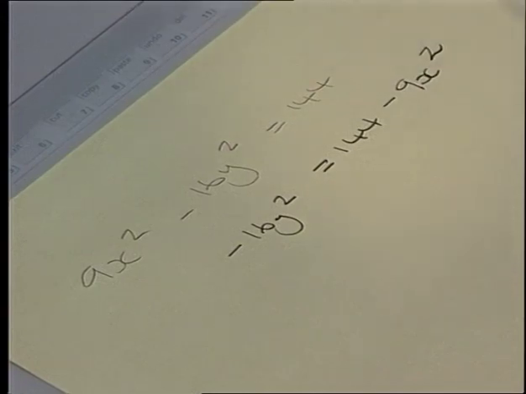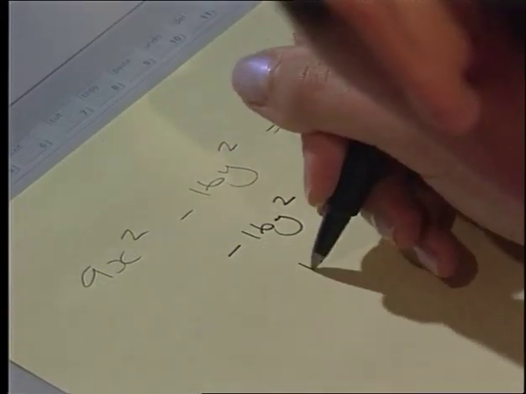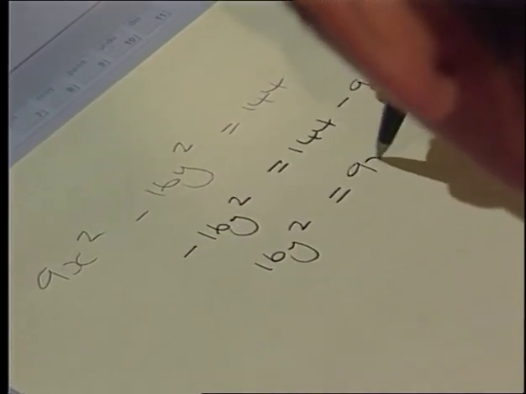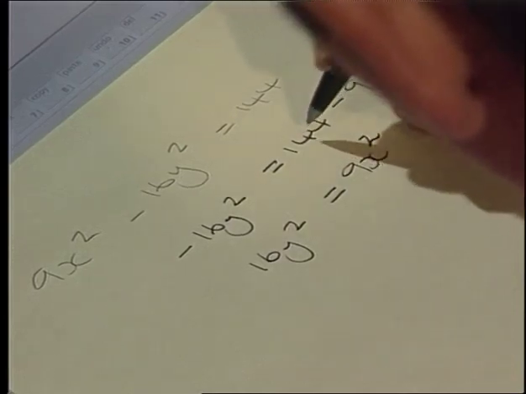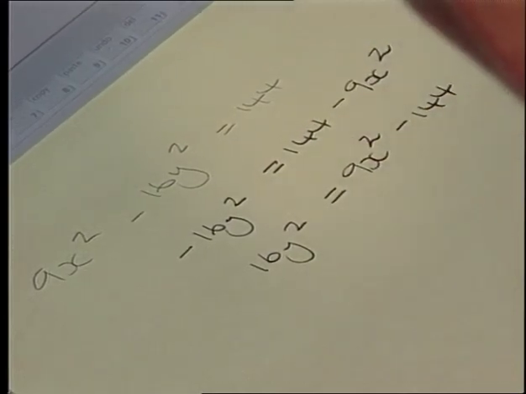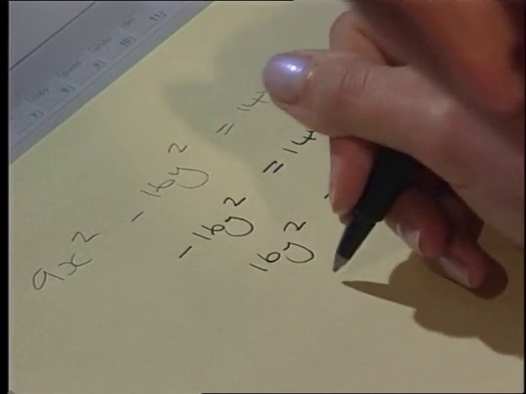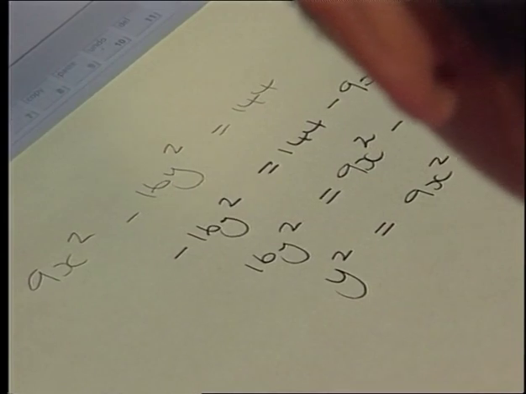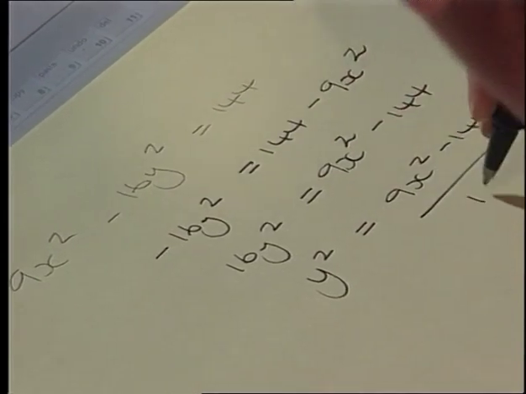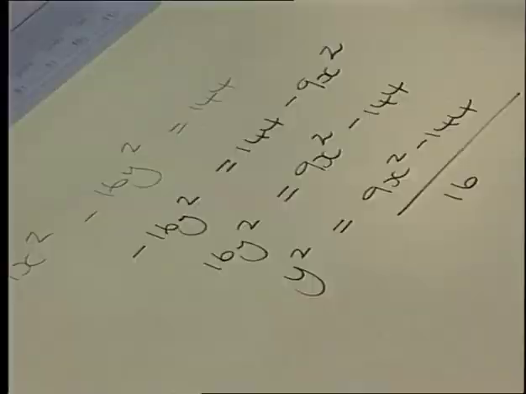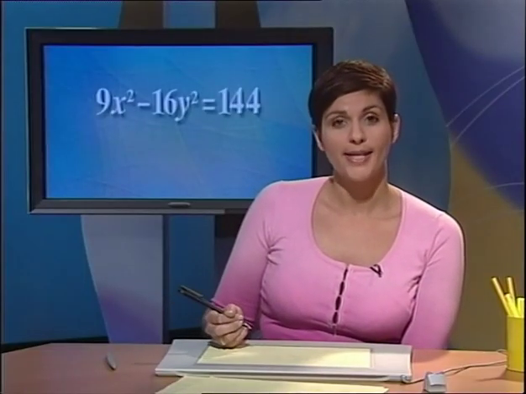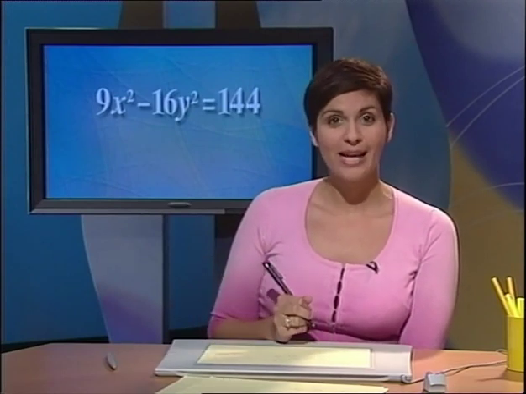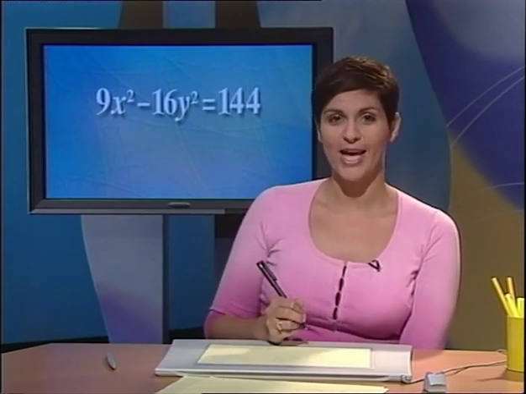And multiplying through by minus 1, that gives me 16y squared is equal to 9x squared, that now becomes a plus, minus 144. And dividing through by 16, that gives me y squared is equal to 9x squared minus 144 all over 16. But it's not immediately obvious what to do next and how to get the expression down to a simple form to solve for y. So I'm going to let Alan intervene here with some more rules for how to handle square roots.